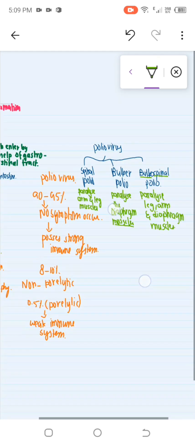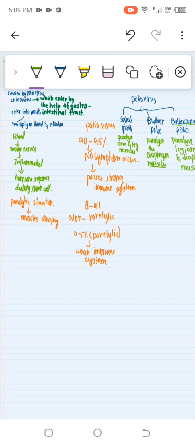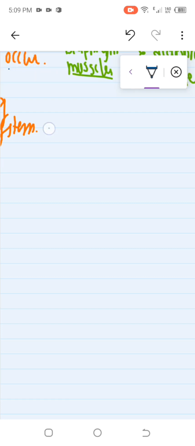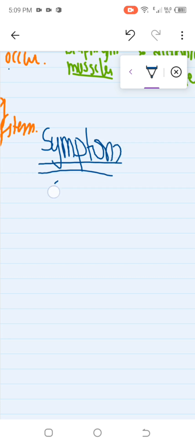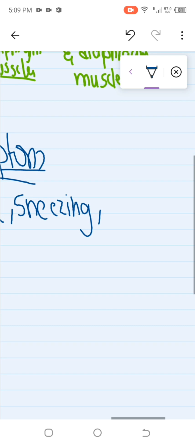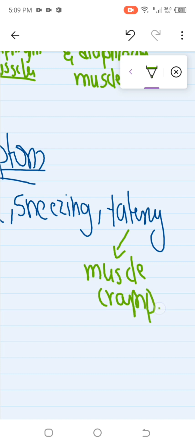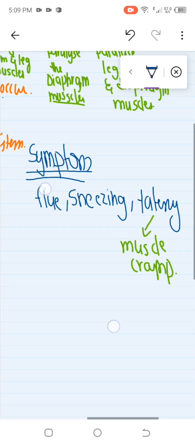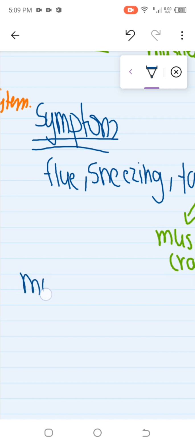Okay, now let's see the symptoms which basically occur. The symptoms are flu, sneezing, and tetany. Now what is tetany? Tetany is basically muscle cramps. Muscle cramp is tetany.